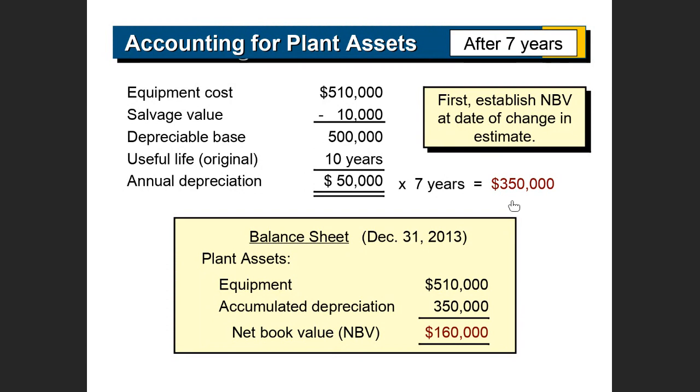You have depreciated 350. So now on your balance sheet, this is what you're showing. 510,000 purchase price, 350,000 accumulated depreciation, net book value 160,000. This is where you're at the end of 7 years. This is what your balance sheet is showing. At this point, you find out that the equipment is going to last for 15 years, and the salvage value is going to be 5,000. What do you do?